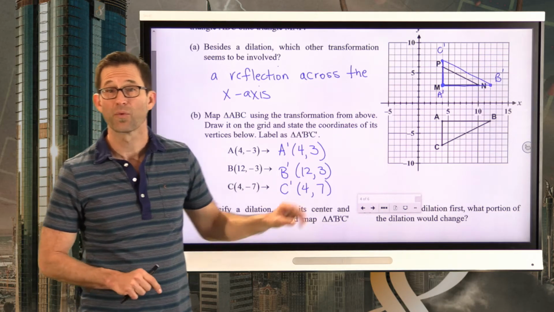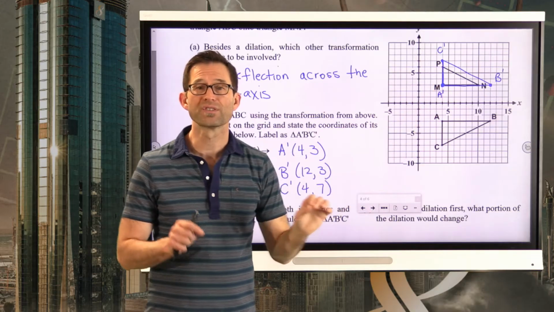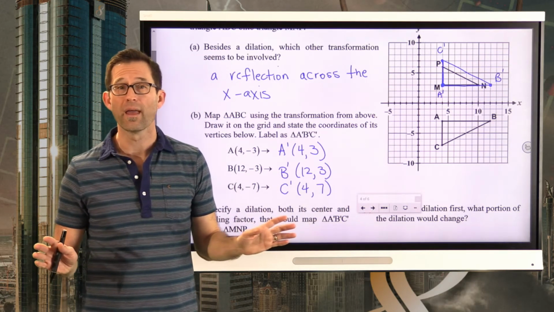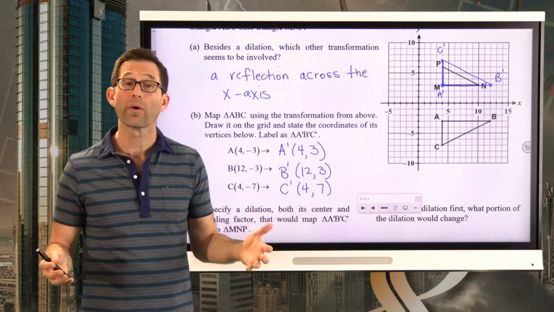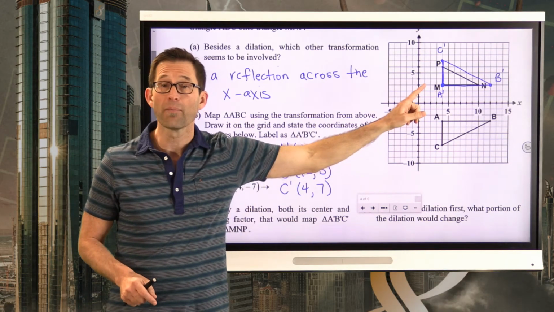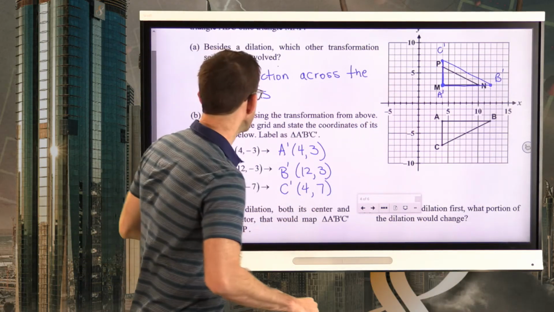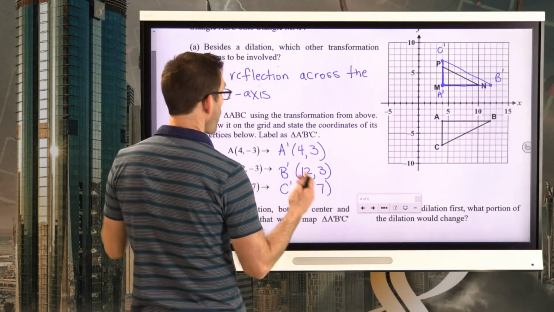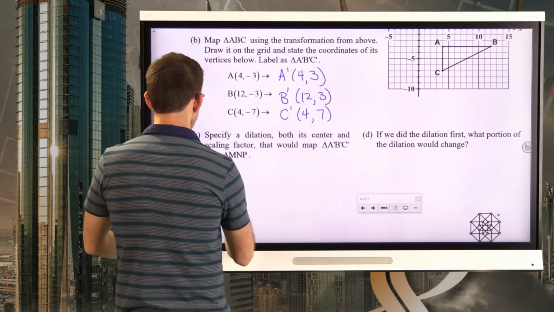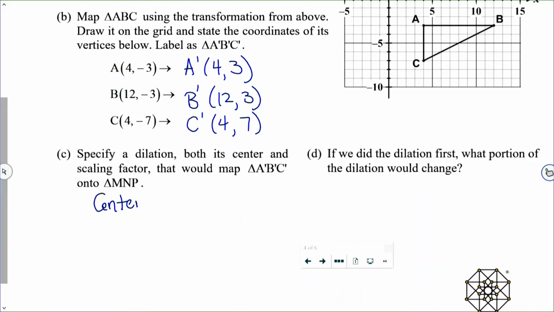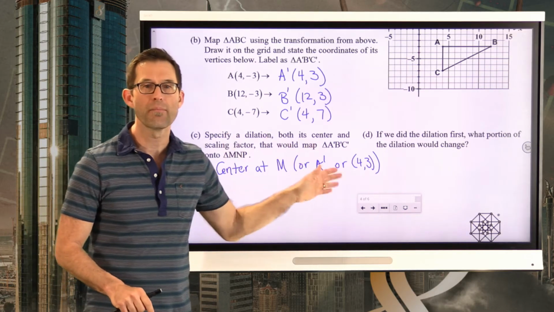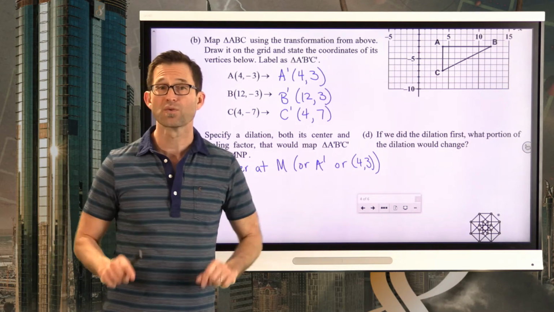All right, well notice, right now, A' and M are sitting on top of each other, and we don't want A' to move, because it's already where it should be. A' is sitting on top of the point where I want it to be mapped to in the end of this problem anyway, so A', in other words, or point M, or the coordinate 4, 3 is our center. So we could say a center at M, or A', or 4, 3, any of those would be okay, because M, A', and 4, 3 are all the same point. That's where I want my center.